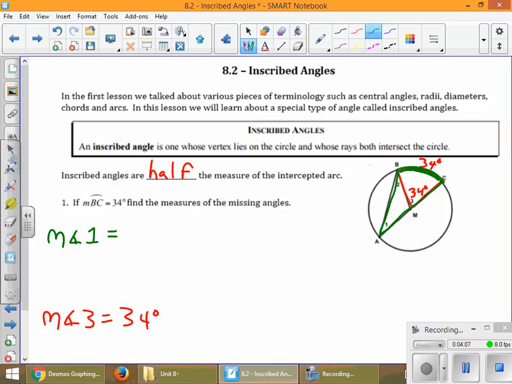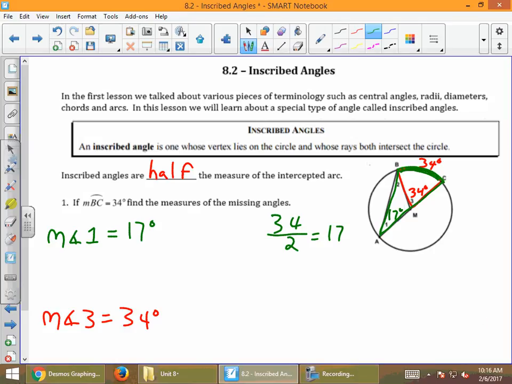So how do I know that? If this angle, BMC or angle 3, in the middle is 34 degrees, then if I go down here, it's got to be smaller. How much smaller? It's half. So how do I figure out the measure? I take that and I divide by 2. Half of 34 is 17. So the measure of angle 1 is 17 degrees. Great, I'm going to go ahead and write that in there. 17 degrees.